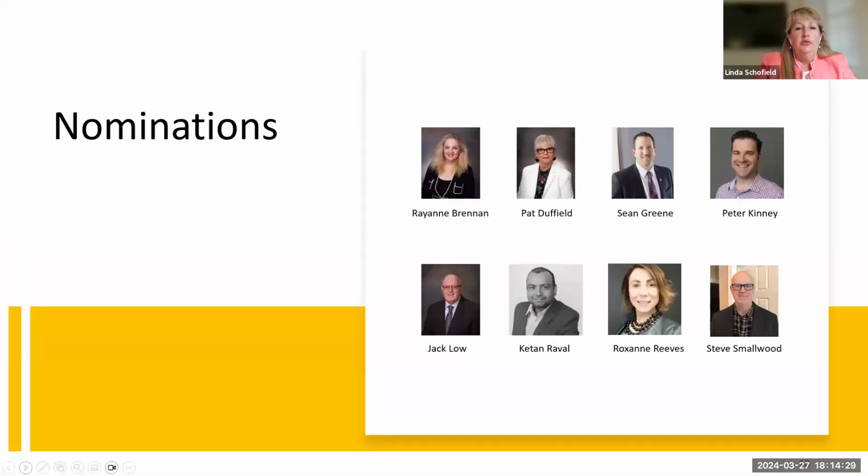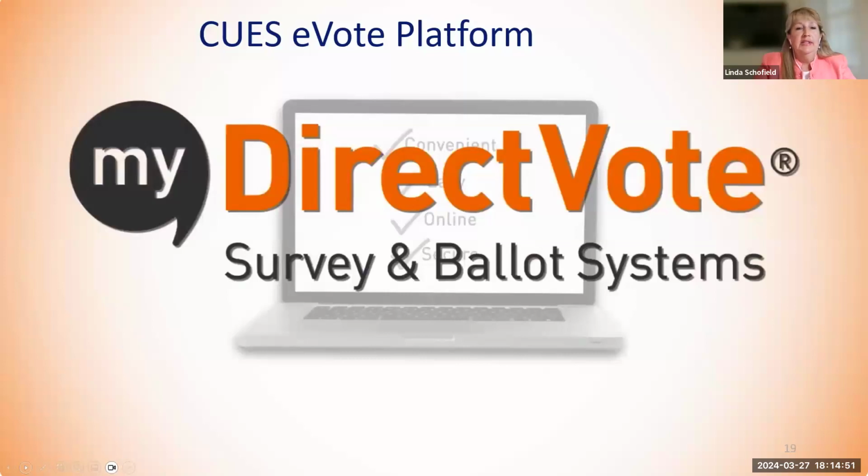In total, 8 nominations were received and duly vetted by the committee, including Rayanne Brennan, Pat Duffield, Sean Green, Peter Kinney, Jack Lowe, Ketan Ravel, Roxanne Reeves, and Steve Smallwood. All 8 candidates proceeded to the election. We advanced our election process through partnership with our system partner, the Credit Union Executive Societies, by utilizing their fully electronic online voting platform, eVote. Members were able to easily cast their vote at home or in branch from March 1st to the 20th. With a record volume of member participation, the election results were received on March 25th.